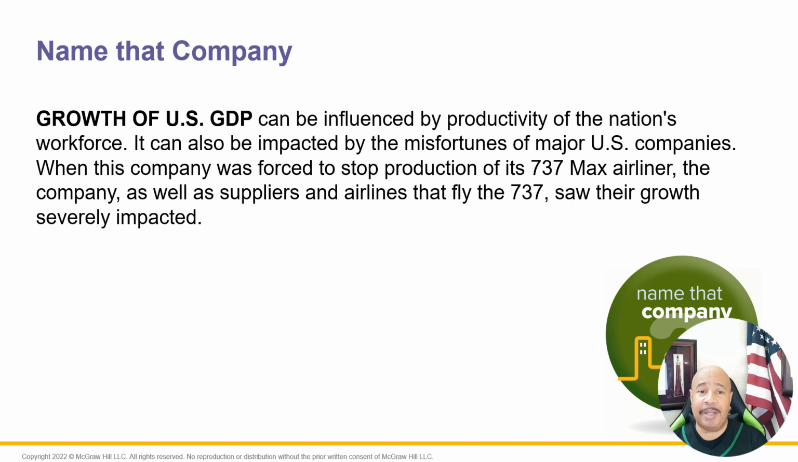For example, there was an airline company that was forced to stop production of its 737 MAX, which is a jumbo jet. So the company, as well as their suppliers and airlines that flew the 737, saw their growth severely impacted. That means something that company did affected a lot more people than just the internal workings of their company. Can you guess what company that is? A lot of airliners out there, a lot of people who actually produce airplanes. Okay, never mind. The answer is Boeing. Boeing Airlines.